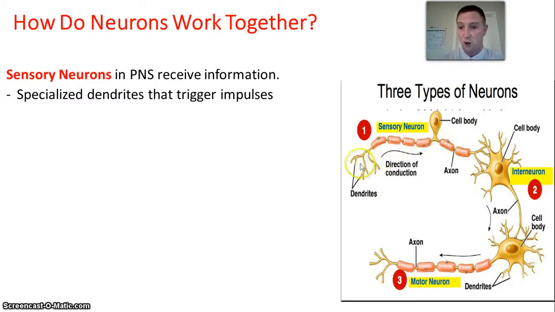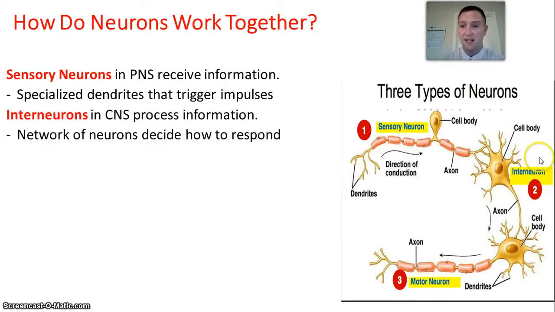Those impulses are going to go down the sensory nerve to interneurons, and those interneurons are in the central nervous system. This is your computing power. This is that network of neurons that decide how to respond. Do I care about this information? Am I going to ignore this information? Am I going to move really quickly? Am I going to move really slowly?